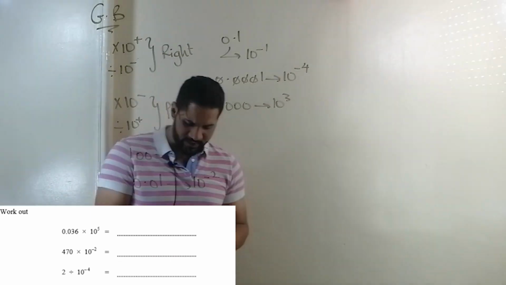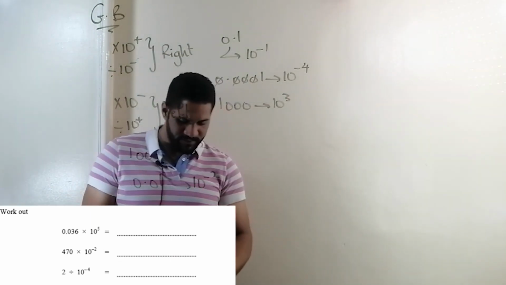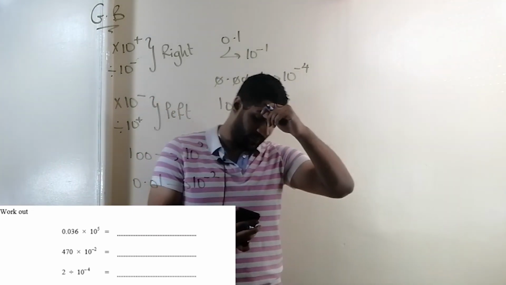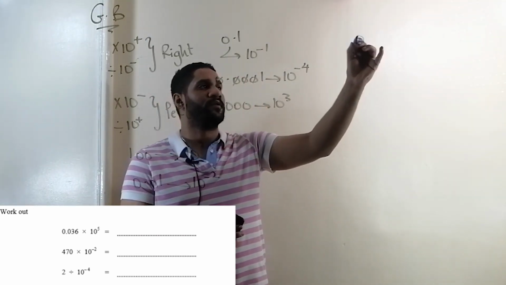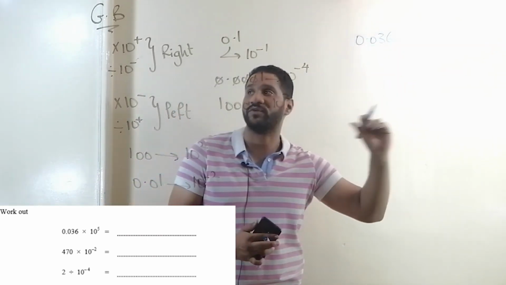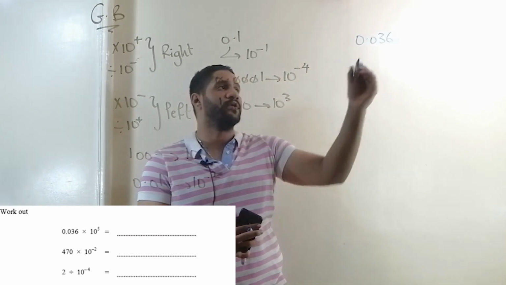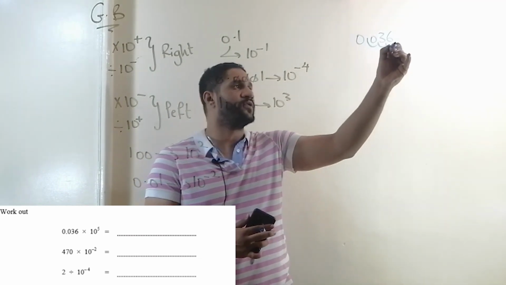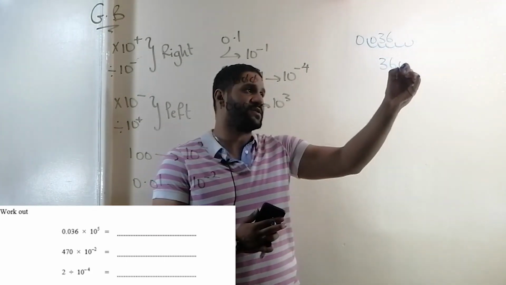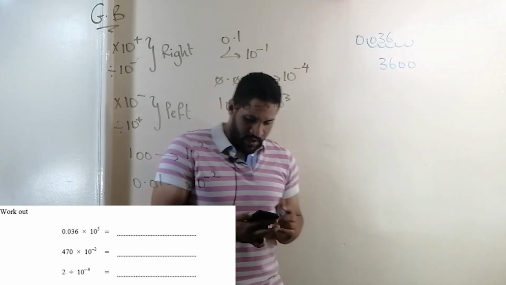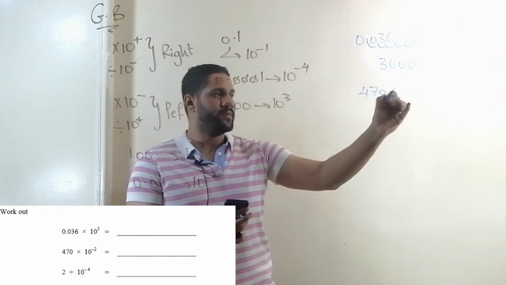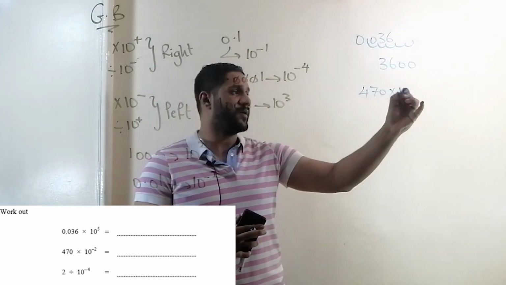If you look at the question, in the first one he gives me 0.036 multiplied by 10 to the power of 5. So it's going to be shifted 5 digits, a positive power, so it's going right. 1, 2, 3, 4, and 5. So it's going to be 3600. If you look at the second one, I can see that it's 470 multiplied by 10 to the power of negative 2.